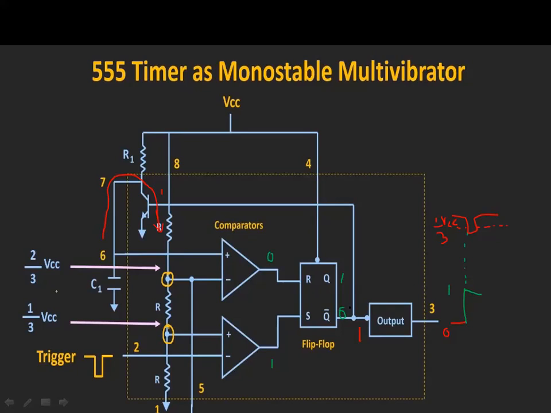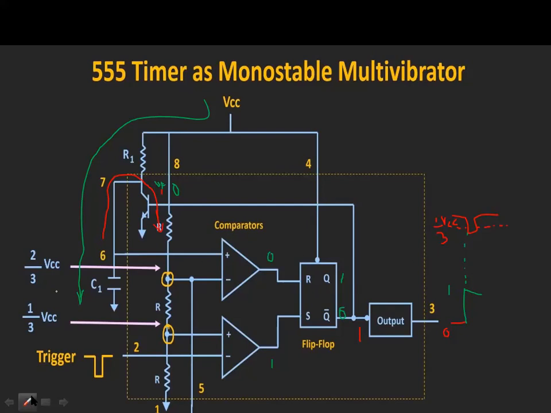So at this time instant, Q bar is 0. Then this 0 is applied to the transistor. Then what happens? The transistor is going to switch off. So now the transistor is off. What happens then? The capacitor is going to acquire the charge through VCC. So now the capacitor is going to charge from 0 volts to the highest voltage.